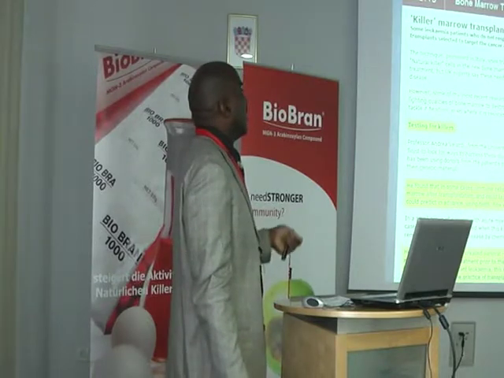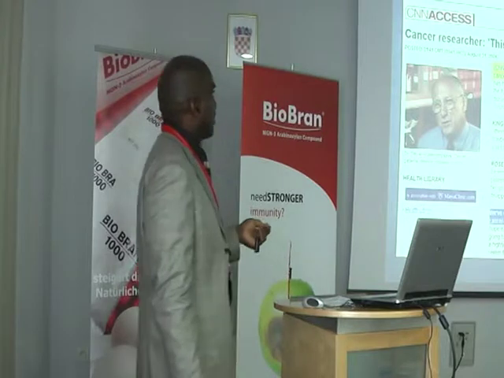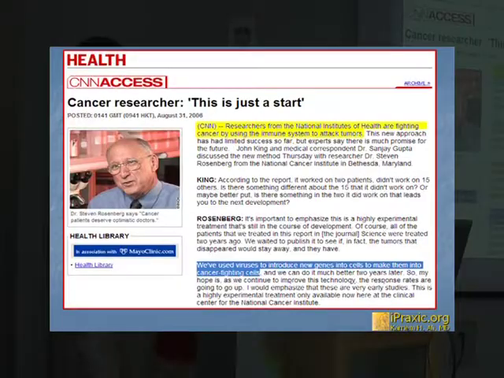What they're talking about here is the standard activity that we see with BioBran that's been studied over the last 10 or 15 years. Next, a cancer researcher from the National Institutes of Health of the United States, an article from 2006, last year: researchers from the National Institutes of Health are fighting cancer by using the immune system to attack tumors, okay? And they've used viruses to introduce new genes into cells to make them into cancer-fighting cells.